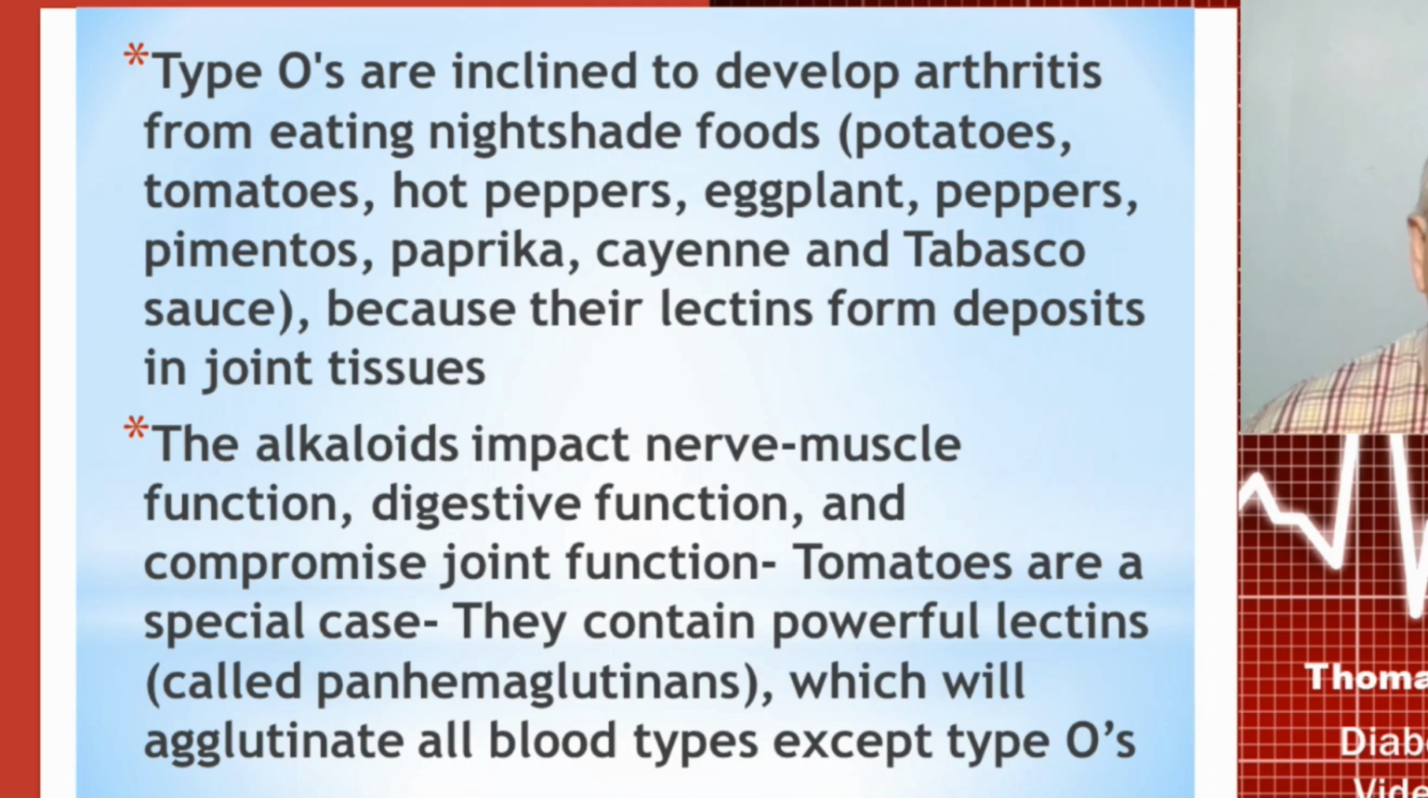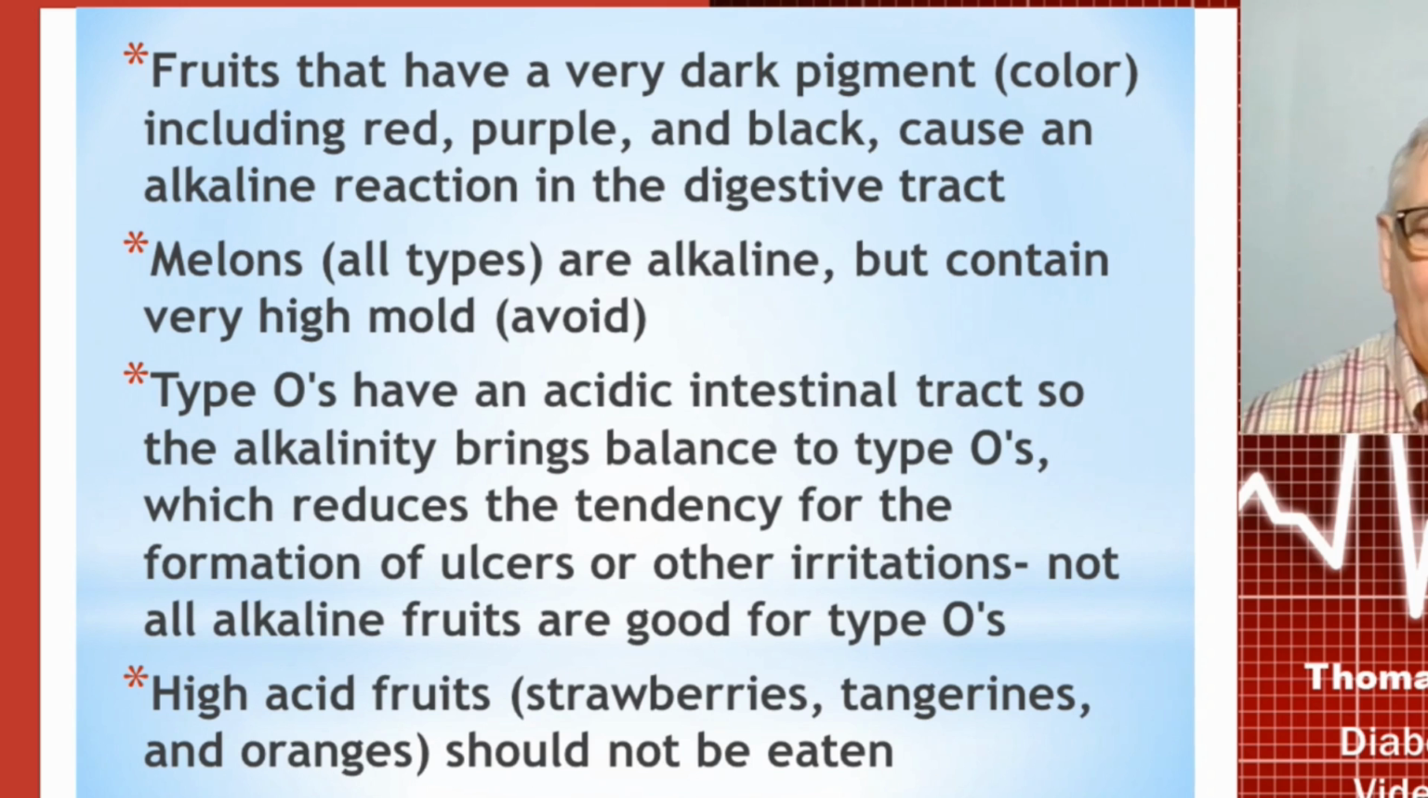Tomatoes are a special case, though. They contain powerful lectins, but they will agglutinate in all other blood types, but not in the type O's. So tomatoes are fair game for type O's.